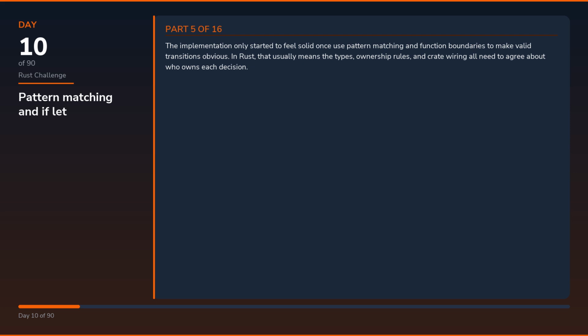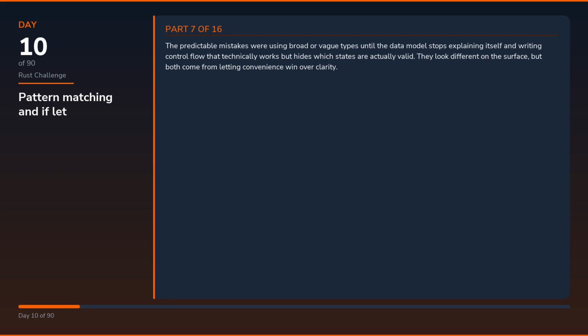In Rust, that usually means the types, ownership rules, and crate wiring all need to agree about who owns each decision. I kept returning to one more rule: prefer small explicit data shapes over clever abstractions that hide the real meaning. That is the part that shortens debugging because the code tells you where to look instead of forcing you to reconstruct the intent from scratch.